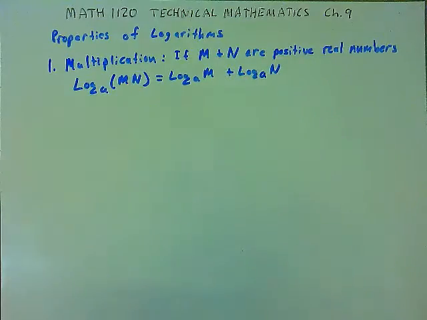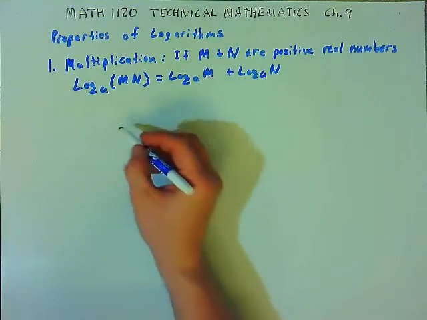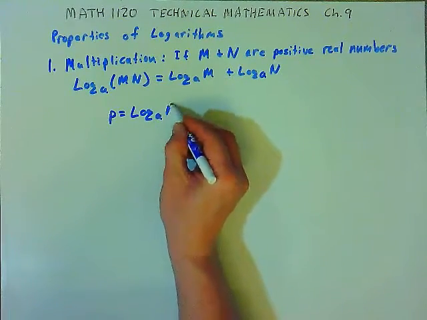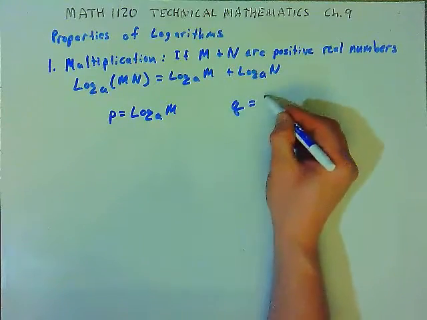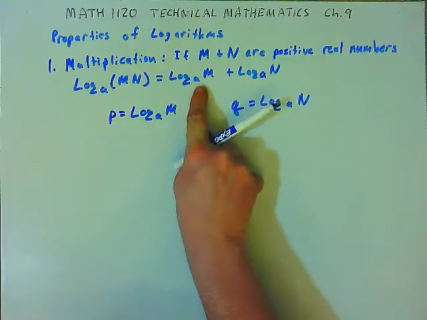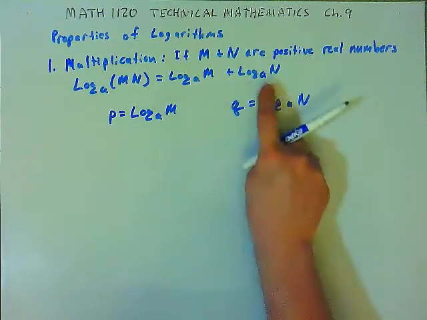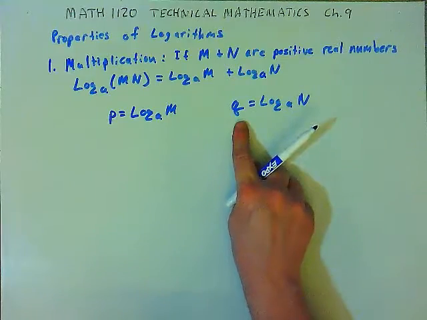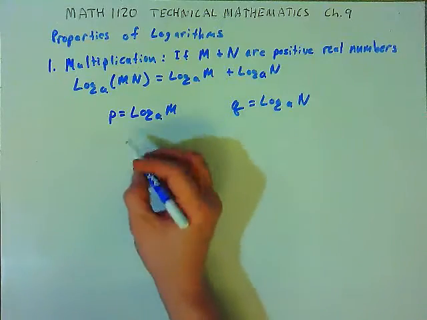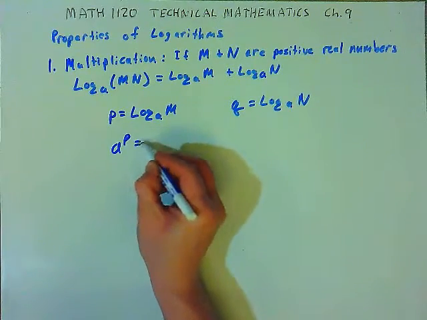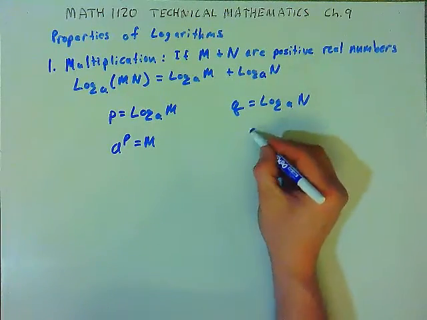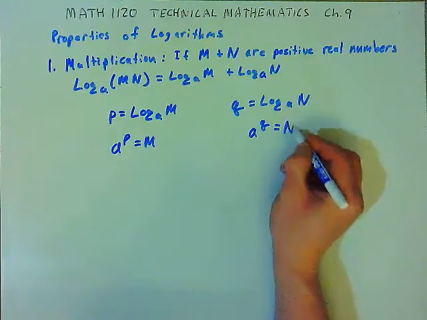And so to prove this, let's start by letting log base a of m be equal to p. Let's say that p is equal to log base a of m. And let's let q be equal to log base a of n, right? So log base a of m, we're letting that be equal to p. Log base a of n, we're letting that be equal to q. And so let's rewrite both of these in exponential form. This says that a to the p power is equal to m. Right, so we can convert a logarithm into an exponential. Same thing over here. This is a to the q. That'll be equal to n.